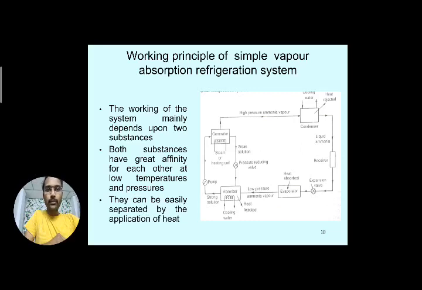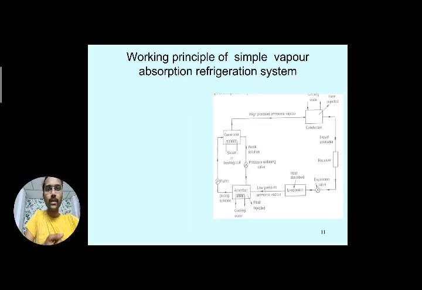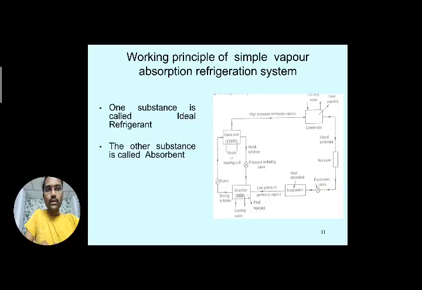Right. The same point again, you can read this. It can be easily separated by the application of heat. Right. A few other points. One substance is called the ideal refrigerant, and the other substance, as I already explained, is called the absorbent. So two substances, one is the refrigerant and the other one is the absorbent.